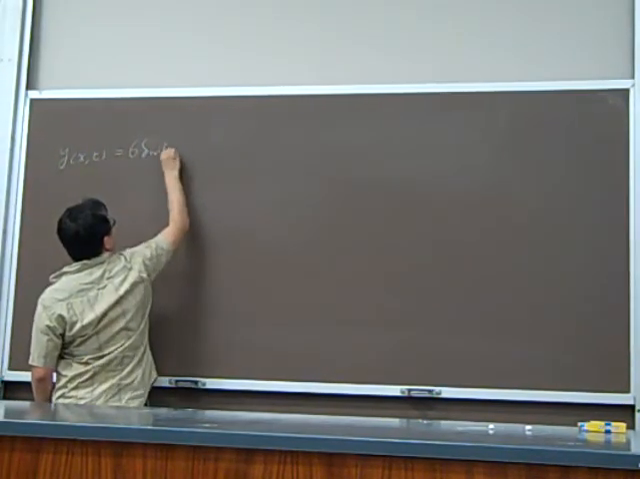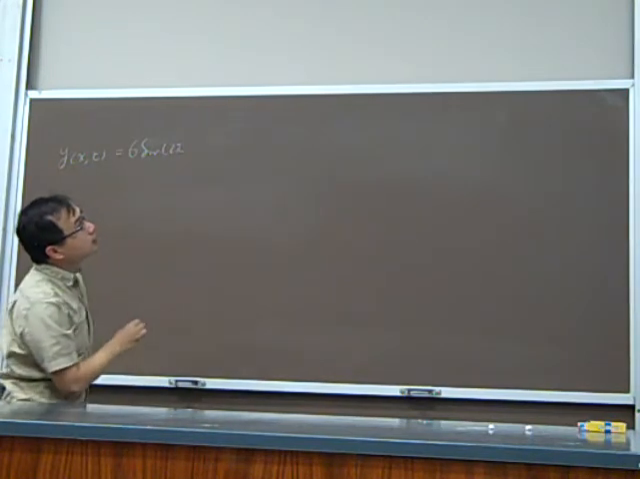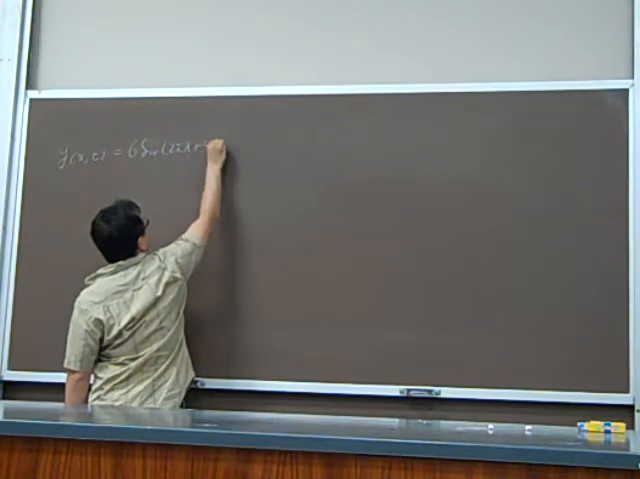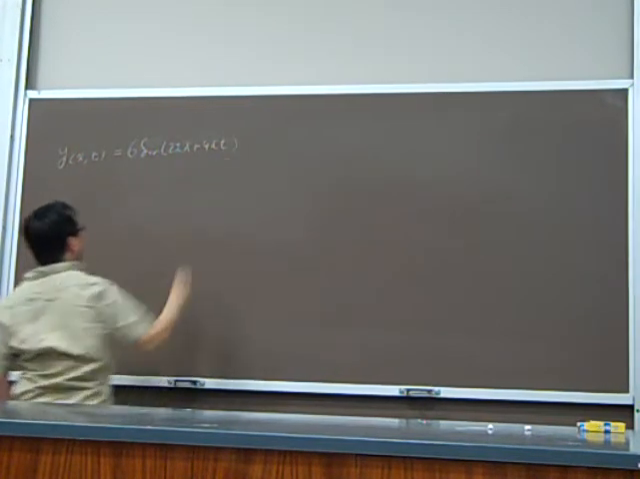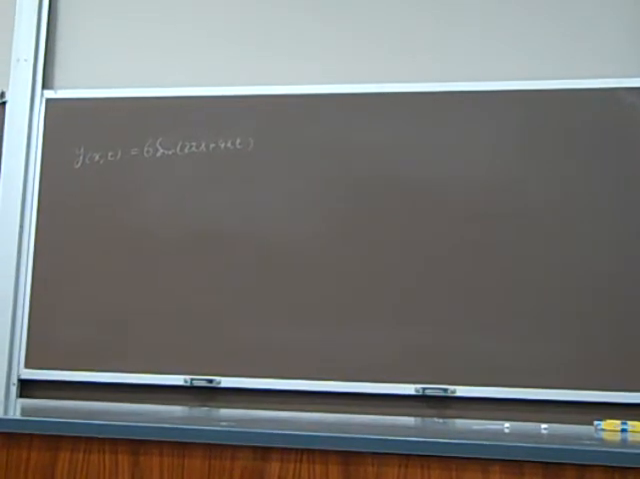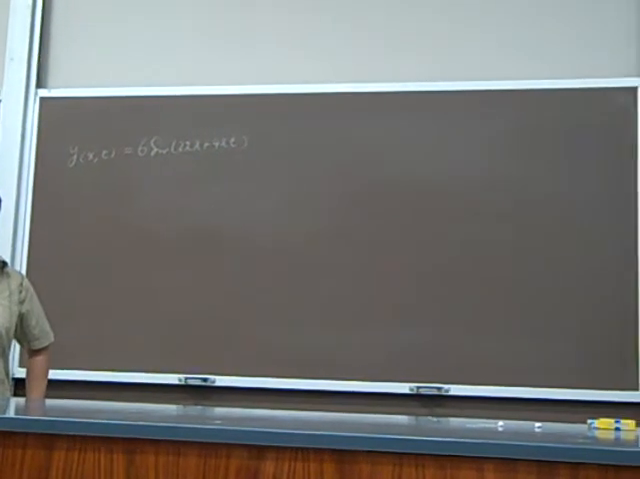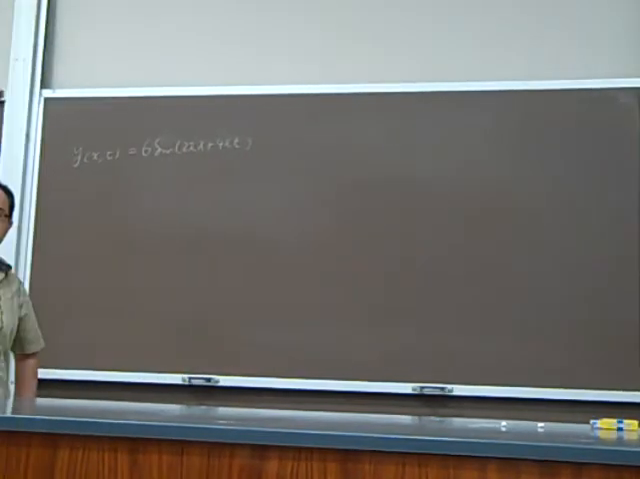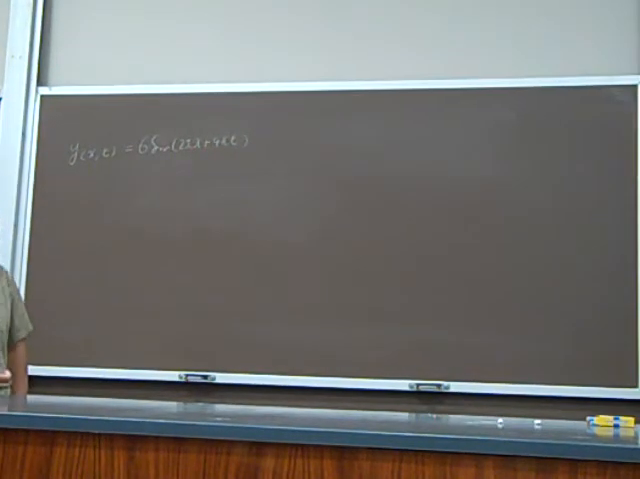6 sine (2 pi x plus 4 pi t). Okay? The only given condition is this equation, but we can know a lot of stuff about the wave from that equation. In fact, the equation is a complete description of the motion, so you know everything.